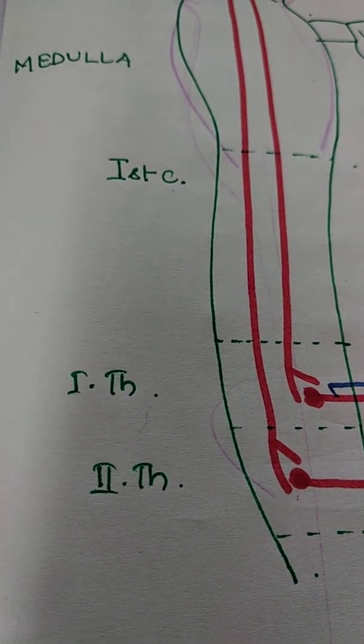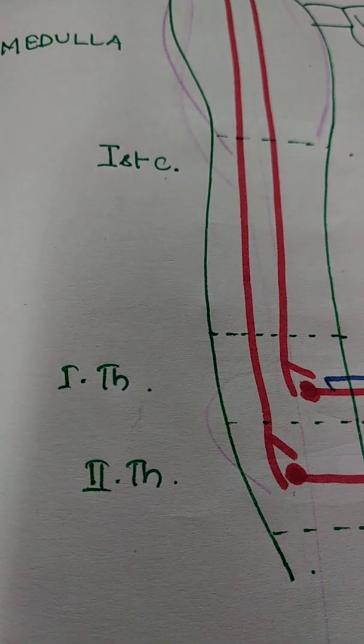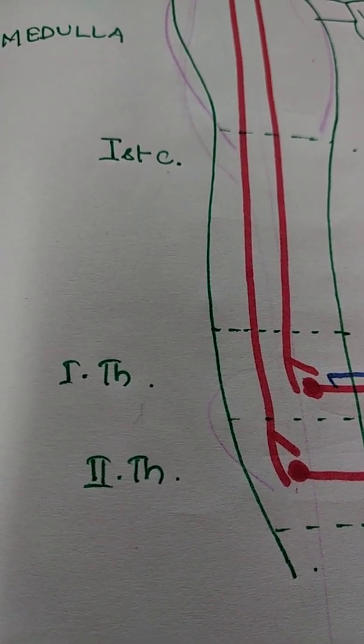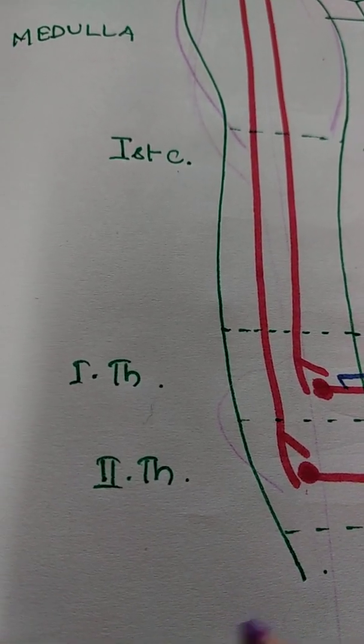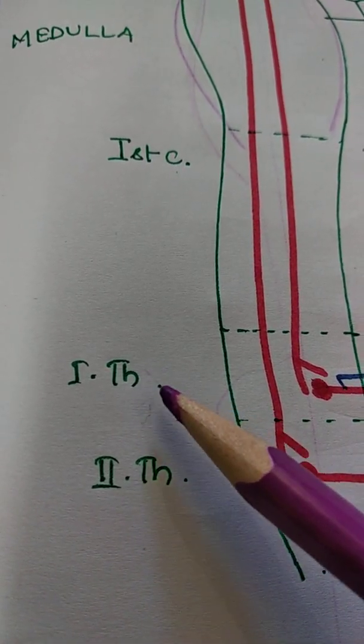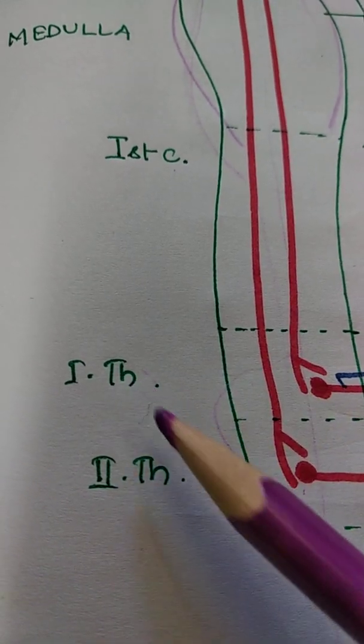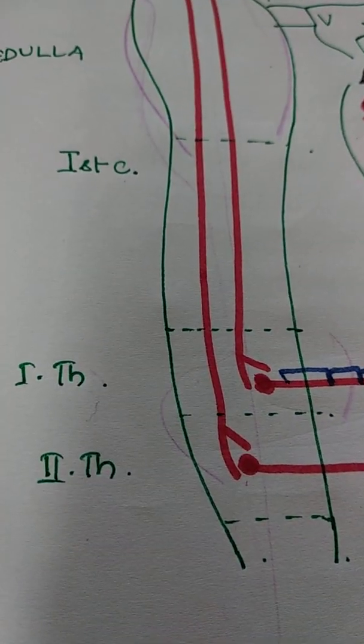And the sympathetic system is also called the thoracolumbar system, because this sympathetic system arises from the thoracic region. The sympathetic nerve fiber, that is the preganglionic nerve fiber, mainly arises from the thoracic region and the lumbar region.